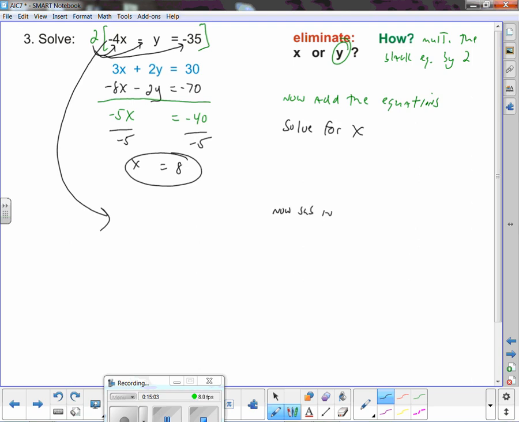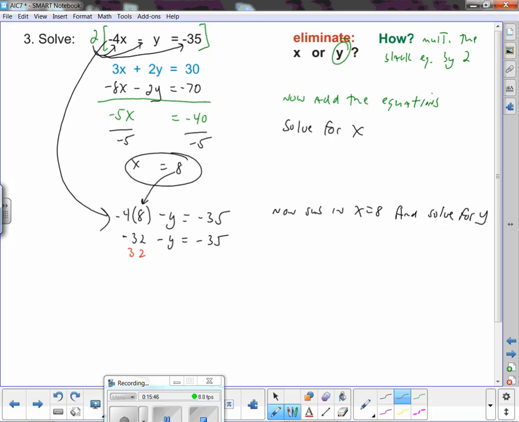Now sub in x equals 8 and solve for y. Now again, it's your choice. I'm choosing the original black. I could also use the original blue. So I have negative 4, and where the x is, I'm putting a parentheses, minus y equals negative 35, and that 8 is subbing in for the x. Okay? Negative 32 minus y equals negative 35.